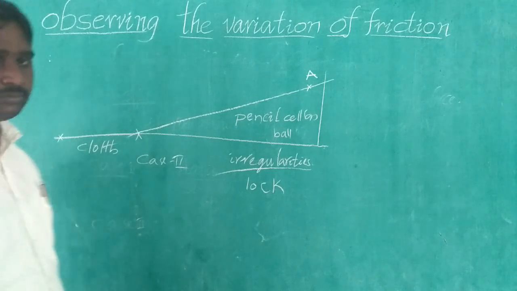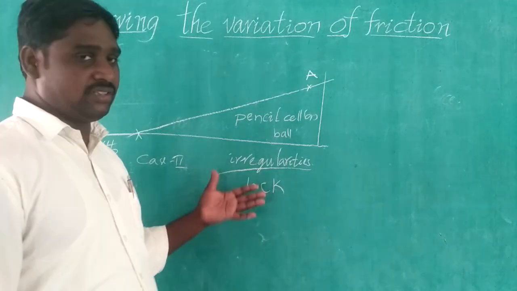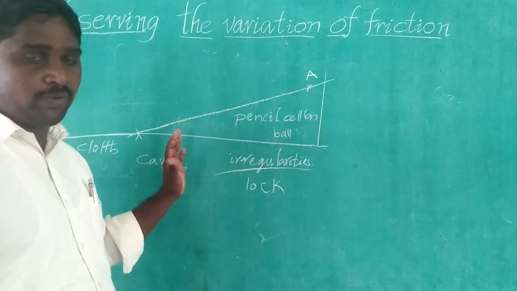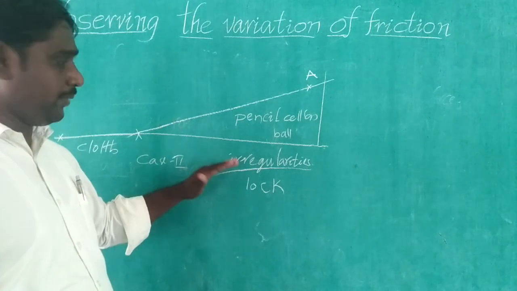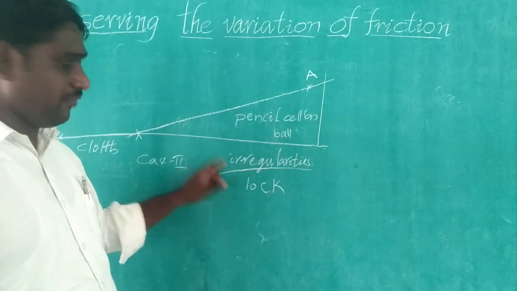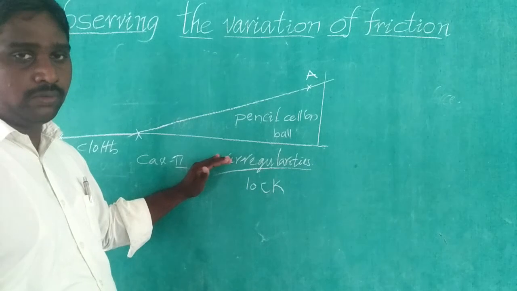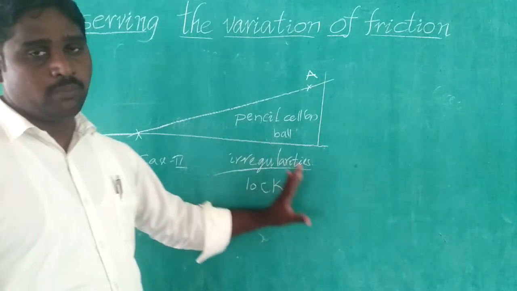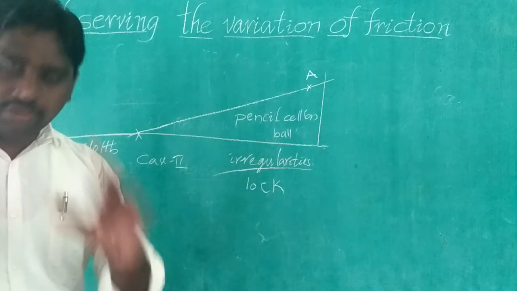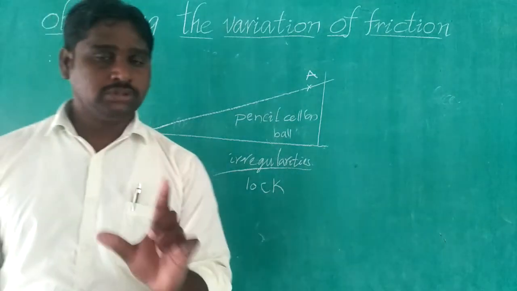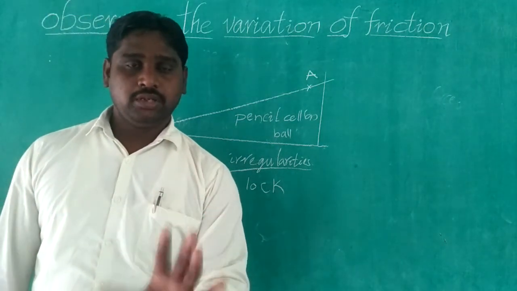Okay, friends, this is the reason why the motion of bodies comes to rest after a certain time interval: the irregularities on both surfaces of the bodies cause the force of friction, and because of the force of friction, the motion of bodies comes to rest.